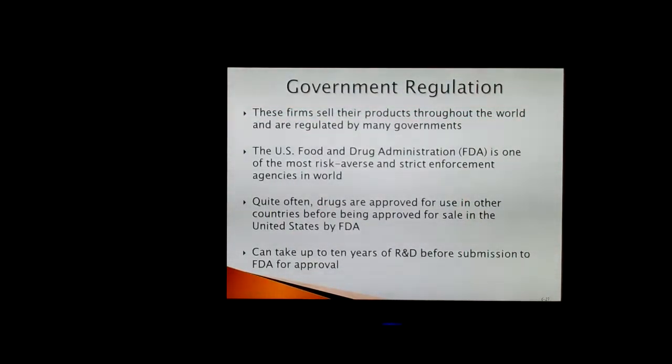Government regulation. These firms sell their products throughout the world and are regulated by many governments. Okay, it's still relating this topic to the pharmaceutical firms. So think about how you hear in the news that you can buy pharmaceuticals over the counter in Mexico or Canada through an online service, while in the U.S. you need to go see a doctor or 2 doctors to get just one prescription, depending on your health care.